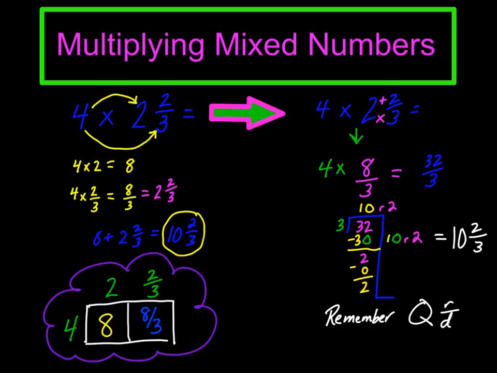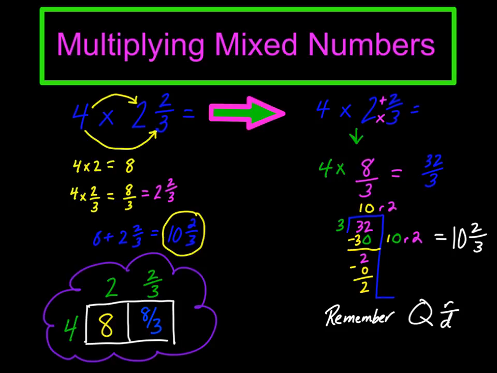All right, now let's venture over here to the right side. On the right side, you can see what I did was my 4 stayed the same, but I rewrote my mixed number as an improper fraction. Now this changes the problem quite a bit. So once you do that, it's 4 times 8 is 32, and then 3 remains on the bottom. So now we need to simplify the improper fraction into a mixed number. Here's our division. We know that 3 goes into 32 10 times with 2 left over.